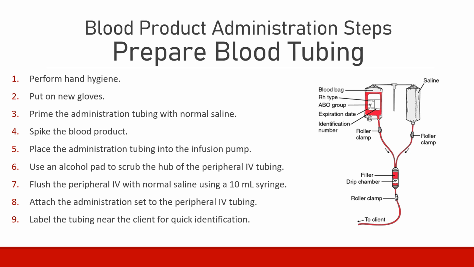Just like with any time you're accessing the line, you'll scrub with an alcohol pad on their IV site. You'll flush the line, make sure it's good. Then you're going to attach the tubing to your patient, and they say here to label the tubing near the client for quick identification. That's always a good practice to get into, and a safe practice to get into. If your patient has a lot of lines going on, it's nice to be able to look at it and know what it is.